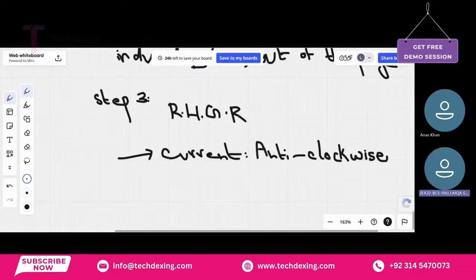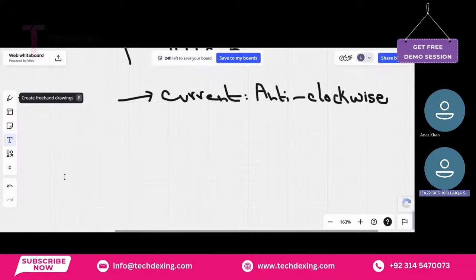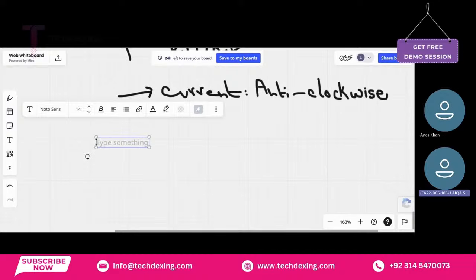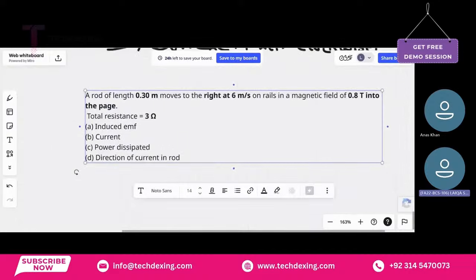Okay, so let's say we are given the numerical that says a rod of length 0.3 meter moves towards the right at 6 meters per second on rails in a magnetic field of 0.8 Tesla into the page. The total resistance is 3 ohms. We have to find the induced EMF, the current, the power dissipated, and the direction of the current in the rod.